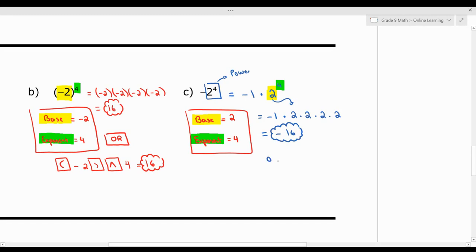If you were to enter this in your calculator, what I would suggest is you want to think of it like this first. So I would go -1 and then multiply, so times, and then my base is 2, and then whatever button you use, put the x to the power y button again, to the power 4, and you should find out that you get the same answer of -16.